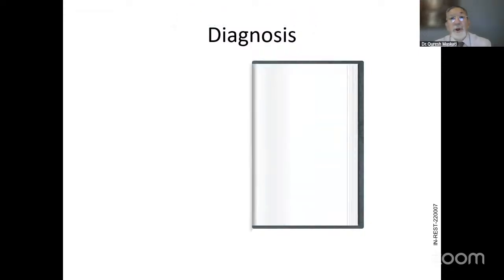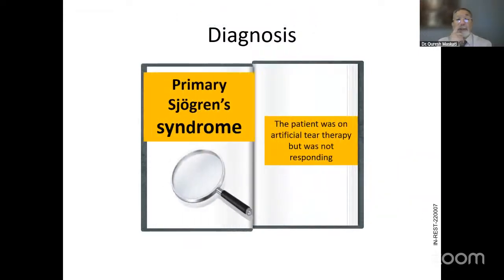So therefore, the diagnosis was primary Sjogren's syndrome. Sjogren's syndrome can be primary Sjogren's syndrome where there is no cause found. It's an autoimmune disorder, but you can also have secondary Sjogren's syndrome. We'll come to that. So the patient was on artificial tears already, but was not responding, because mere artificial tears, when the problem was a systemic autoimmune disorder, was inadequate therapy.